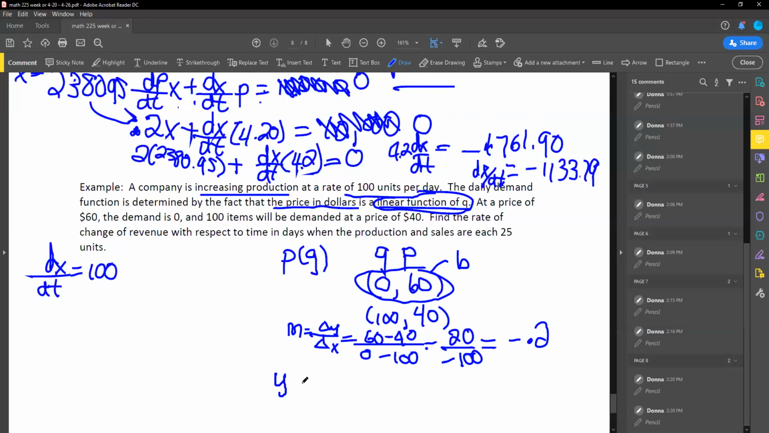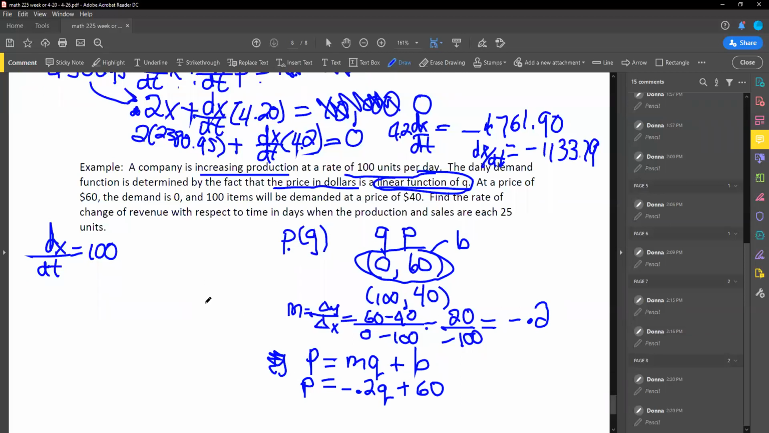So y equals mx plus b, but we're not going to use y, we're going to use p. So p equals mq plus b, because p and q are your variables. So the slope is negative 0.2 times the quantity demanded plus the y-intercept, which is 60. So this is your price. Yay. Okay, so that's that.